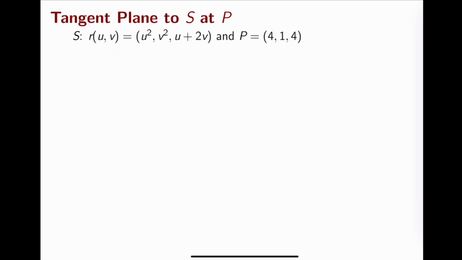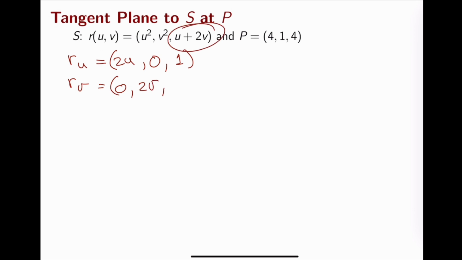Okay, so let's start by calculating everything that we need for this, essentially the normal vector. For that, let's start by calculating r_u, that will be the derivative with respect to u of each of the components here. So u squared, the derivative with respect to u is 2u. Here, the derivative with respect to u is 0, since there is no u. And here, the derivative with respect to u is just 1. Let's do the same with respect to v. Derivative of this with respect to v is 0. Derivative here with respect to v is 2v, and here with respect to v is 2.